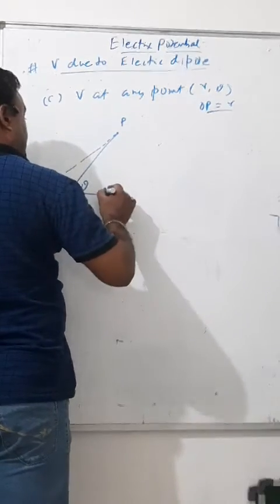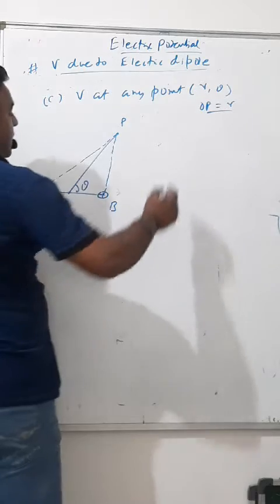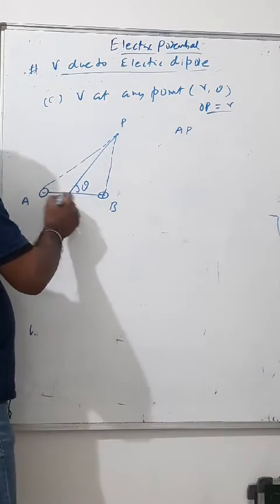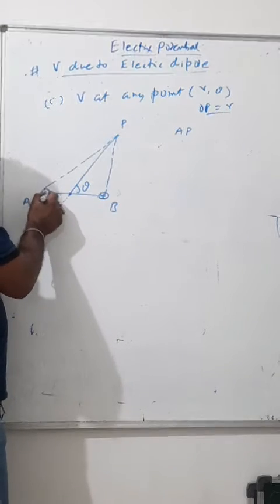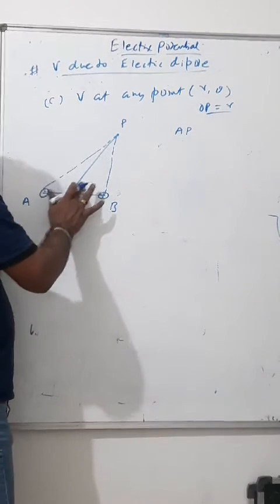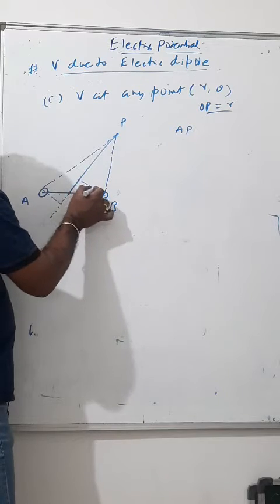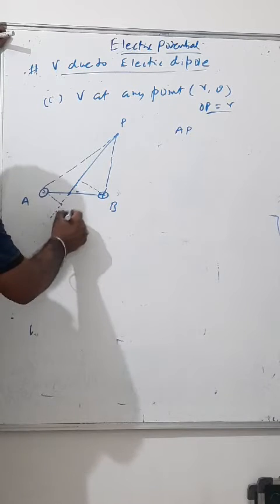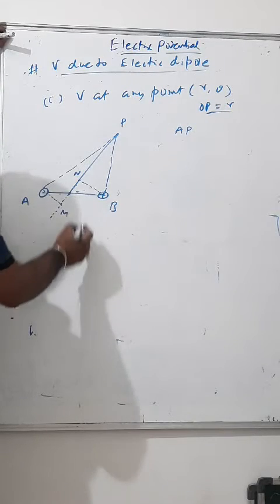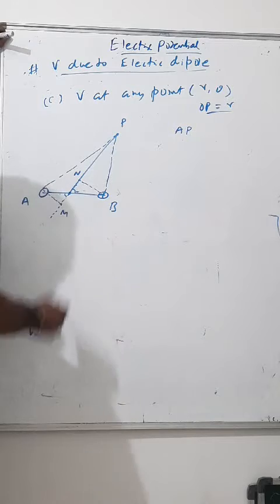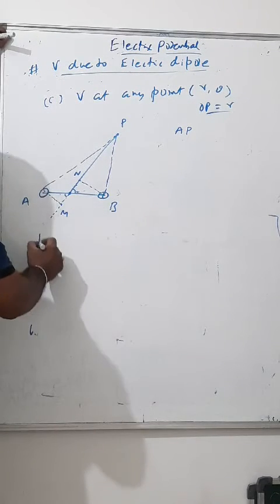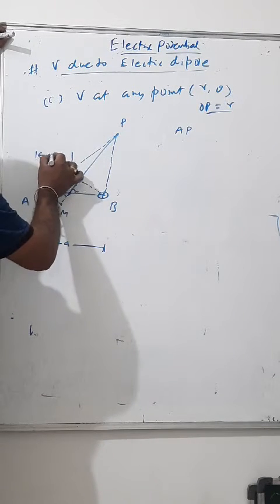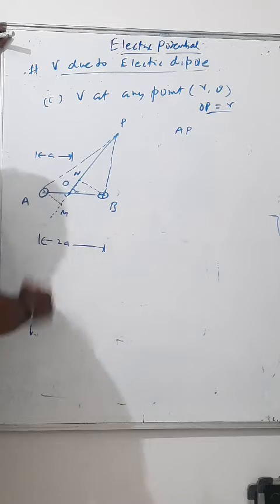This distance, AP. This point is O. I extend this line. I draw a normal here. And for a moment I draw normal here. This point normal is suppose M, this point is N. This angle was theta, this is also theta. This total distance is 2A. So this distance is A, this point is O.